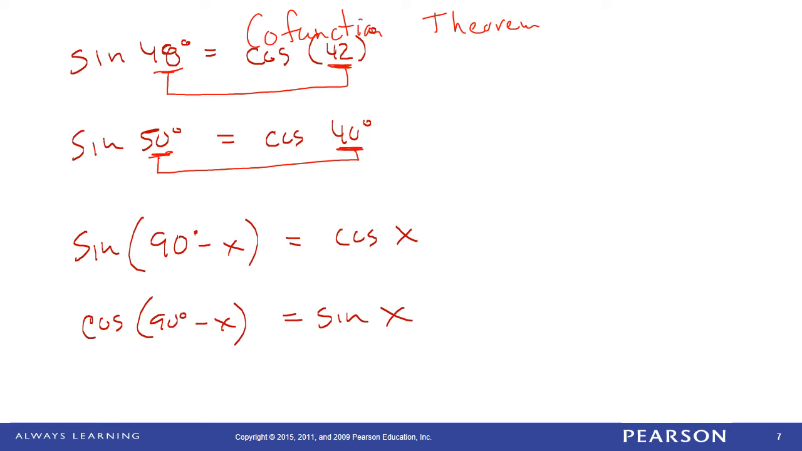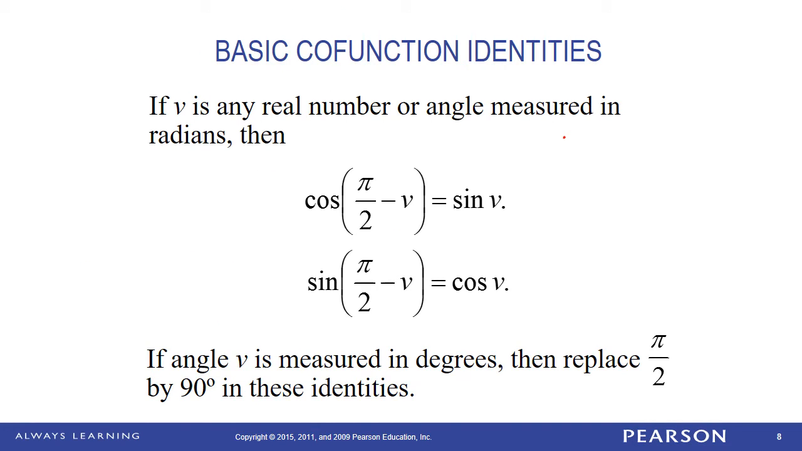Alright. So really what this says is that sine and cosine have a 90-degree difference between them as well. If you want to convert this to radian measurement, you can say cosine of pi over 2 minus x is equal to sine of x. So again, basic cofunction identities. We looked at these in chapter 5. What we want to do now in chapter 6 is to prove that they are actually true, now that we have the sum and difference formulas.